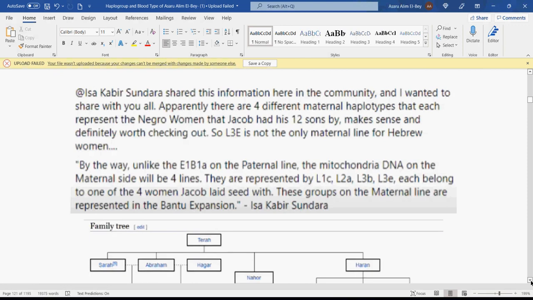So L3E is not the only maternal line for Hebrew women. By the way, unlike the E1B1A on the paternal line, the mitochondrial DNA on the maternal line would be four lines. They were represented by L1C, L2A, L3B, and L3E, each belonging to one of the four women Jacob laid seeds with. These groups of the maternal lines are represented in the Bantu expansion. Right, this is by Isa Kabri Sundara.